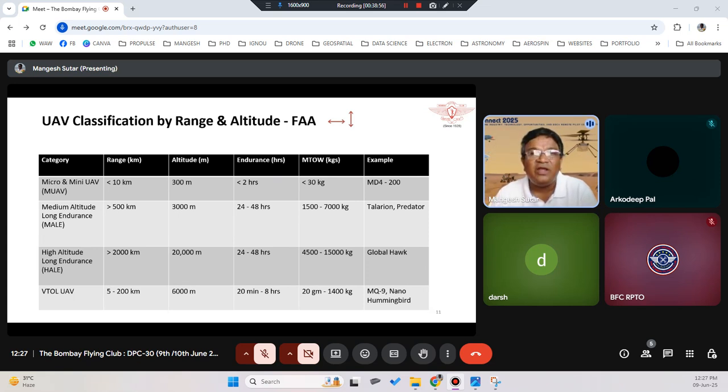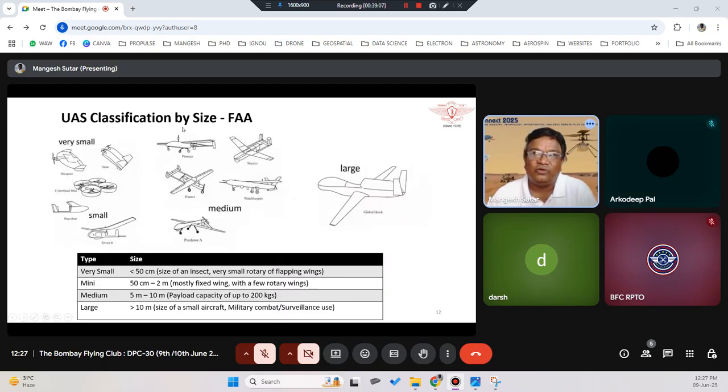This is only to give you an idea how the classification outside India works with respect to range, altitude, and so on. The next one is size. Again, the US classification by the FAA with respect to size is very small, small, medium, or large. So they have only 4 classifications, whereas we have 5, but their classification is with respect to size. Our classification is with respect to weight. So remember this: the US classification is with respect to size, our classification is with respect to weight.